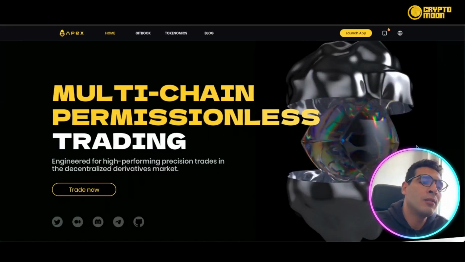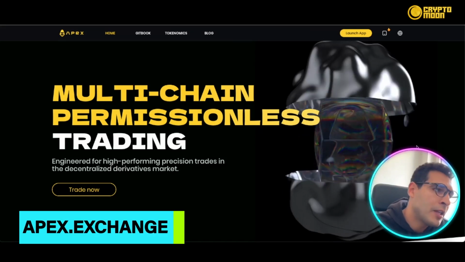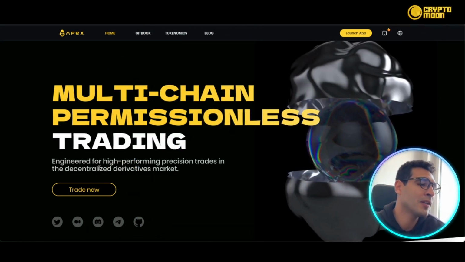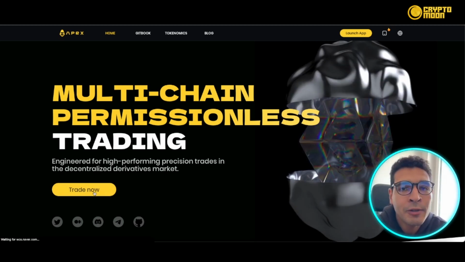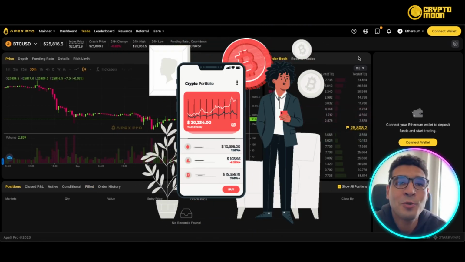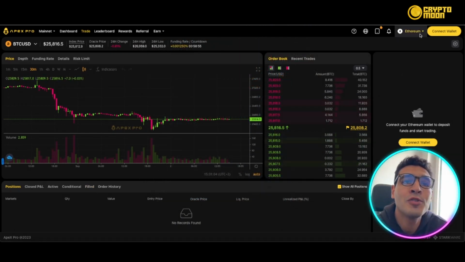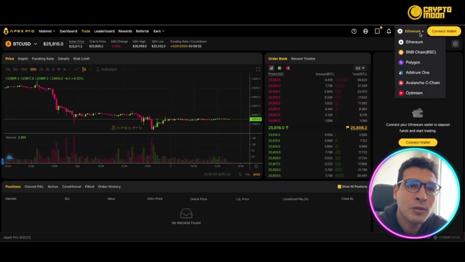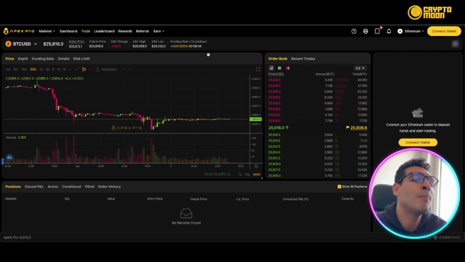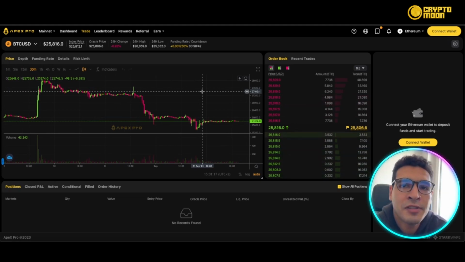So guys, here we are on the platform, ApeX or ApeX.Exchange. It's a multi-chain, permissionless trading platform engineered for high-performing precision trades in the decentralized derivative market. Here you can find Trade Now, click on it, and you will be redirected to a very familiar scene for traders. Over here you can connect your wallet and you're good to go. Of course you can select what kind of chain or contract you want: BNB, Ethereum, Polygon, or whatsoever. Here you will find a lot of pairs to trade from, perpetual swaps and more. So it's quite classic. There is no fussing around. You can dive deep into it with relative ease.